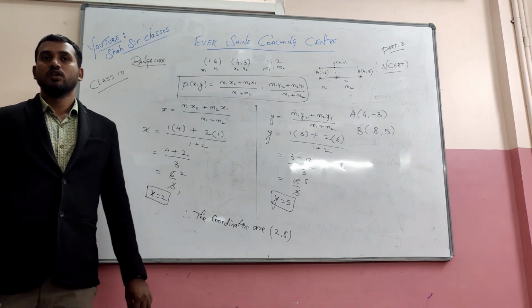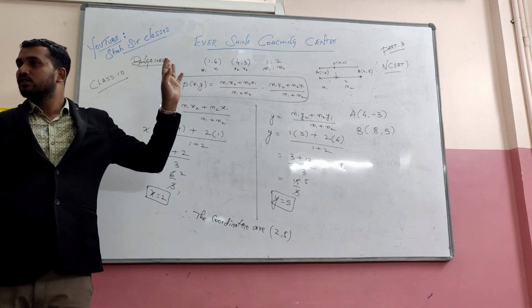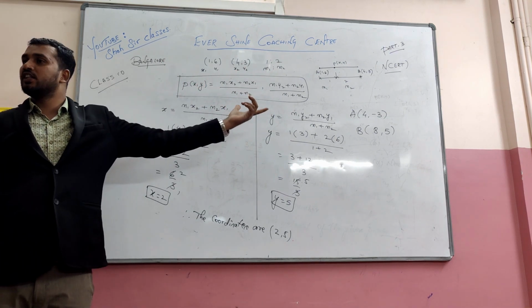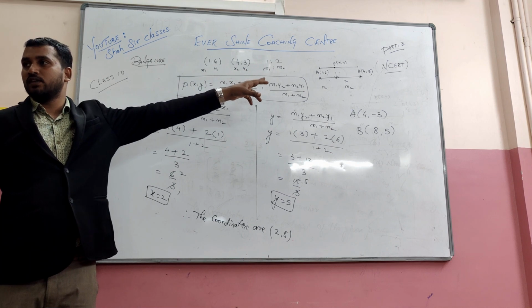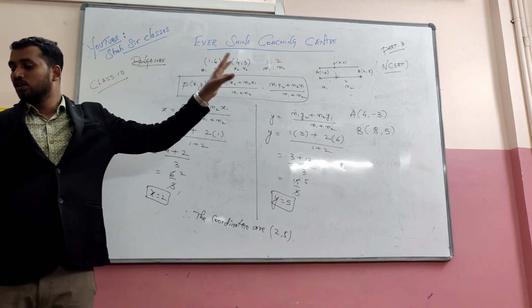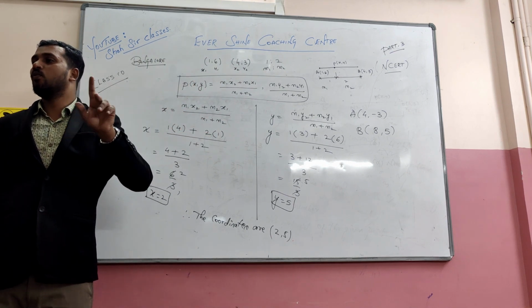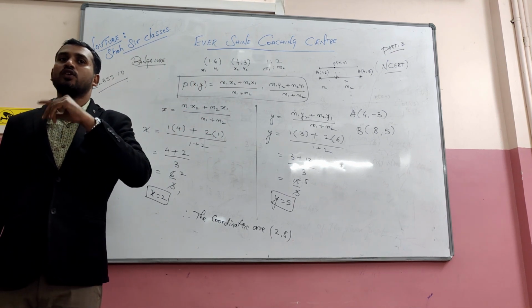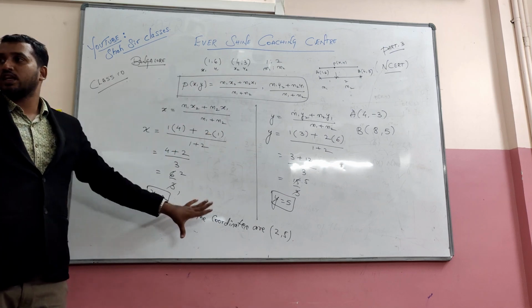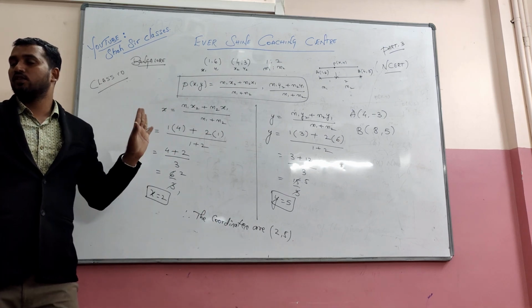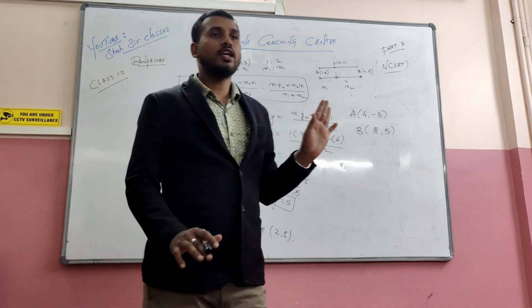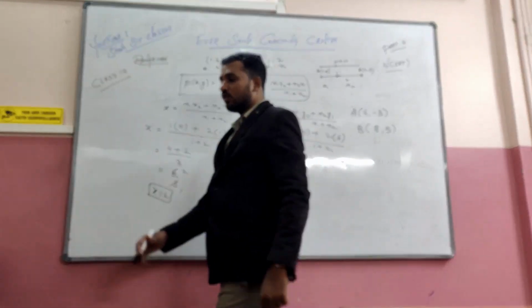Same method, right? Yes or no? They have given the AB coordinates. They have said they are dividing in the ratio. P is the point which is dividing AB in the ratio 3:1. M1:M2 is 3:1. M1 value is 3, M2 value is 1. Same formula, same steps. We have to find the coordinates. Will you try? Yes, sir. Good.